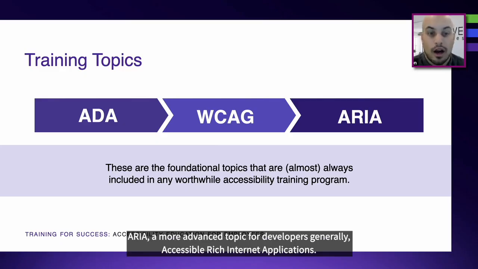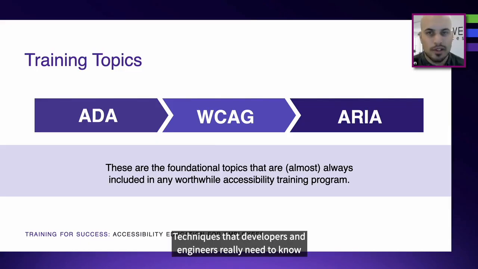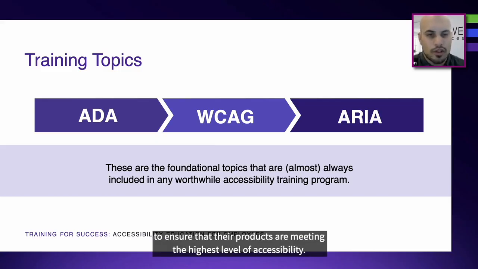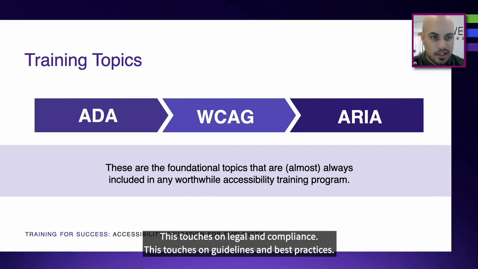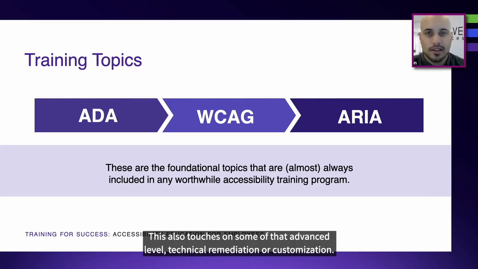ARIA, a more advanced topic for developers generally, accessible rich internet applications, techniques that developers and engineers really need to know to ensure that their products are meeting the highest level of accessibility. These are the foundational topics that are almost always included in any worthwhile accessibility training program. This touches on legal and compliance. This touches on guidelines and best practices. This also touches on some of that advanced level technical remediation or customization.